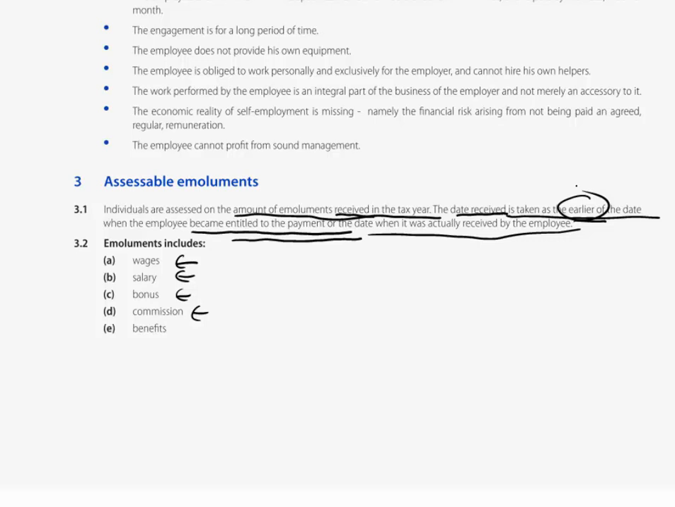It does not matter when it related to. All that matters is when it is received, and when it is received is based on the earlier of those two dates. The date you became entitled to the payment, those words will specifically be used in your question, or when it was indeed actually received in cash by the employee. So, in terms of cash payments, wages, salaries, bonus, commissions, there we've got this basis of when it is received.